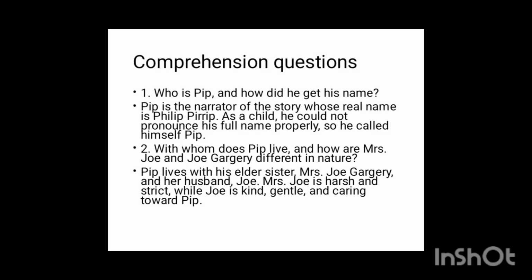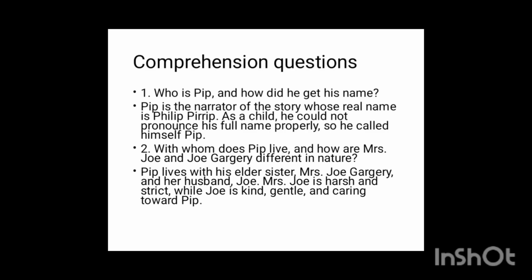Who is Pip and how did he get his name? Pip is the narrator of the story, whose real name is Philip Pirrip. As a child, he could not pronounce his full name properly, so he called himself Pip. And with whom does Pip live, and how are Mrs. Joe and Joe Gargery different in nature?